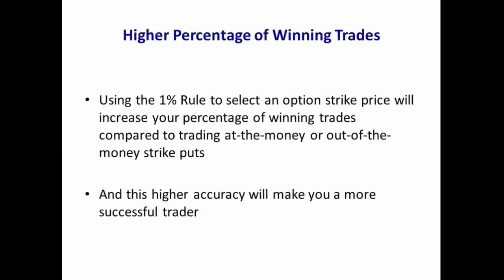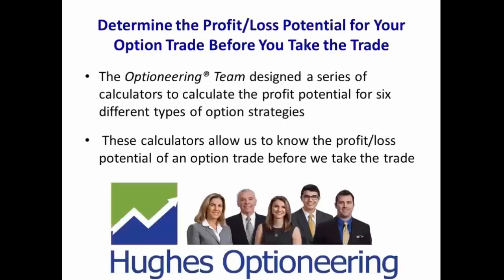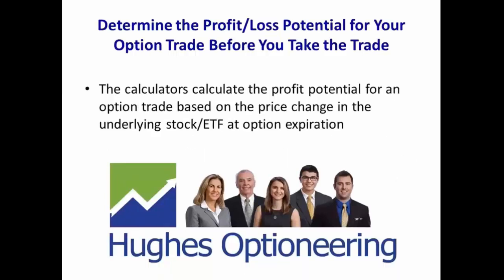Now, when you use that 1% rule to select the strike price, this will increase your percentage of winning trades compared to trading at-the-money or out-of-the-money strike puts. And this higher accuracy, again, can make you a more successful trader. So this is a simple technique to increase your percentage of winning trades. And we developed a series of calculators for the various option strategies that will calculate the profit potential for an option trade based on the price change in the underlying stock or ETF at option expiration.